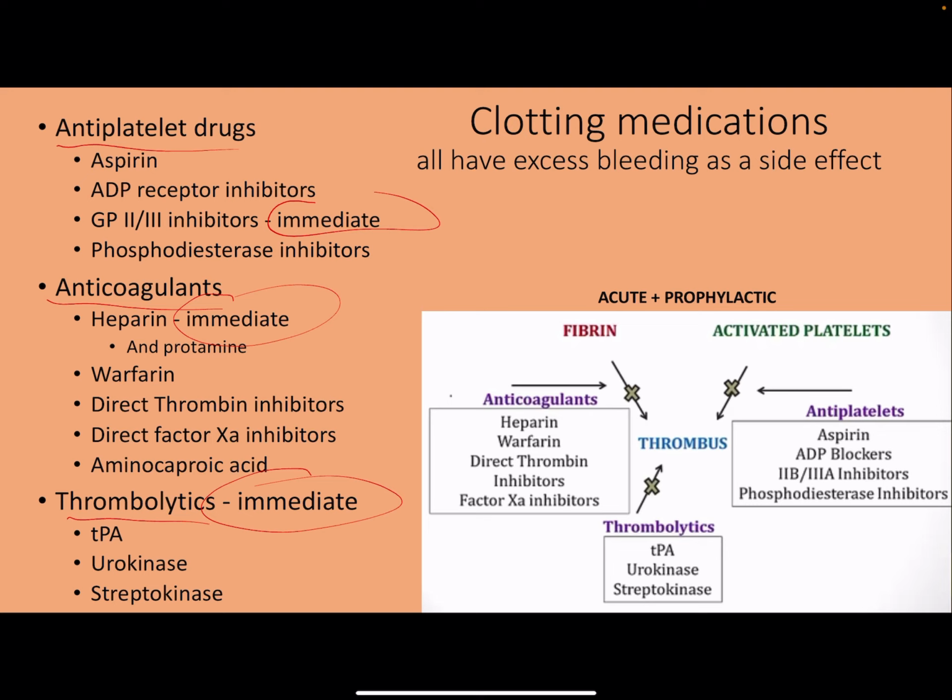All of these are probably going to have bleeding as a major side effect, which sort of makes sense. If you're trying to inhibit clotting, well, then there's going to be a trade-off where bleeding is going to be more likely.